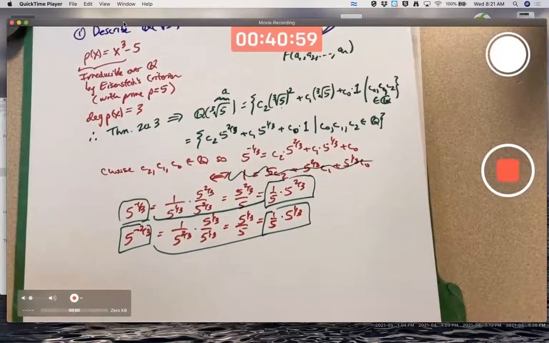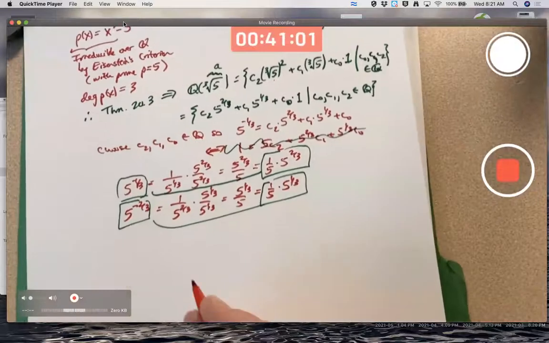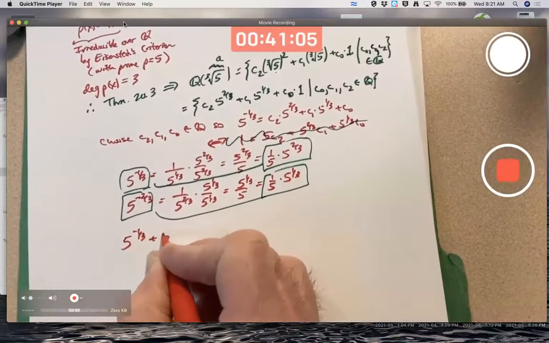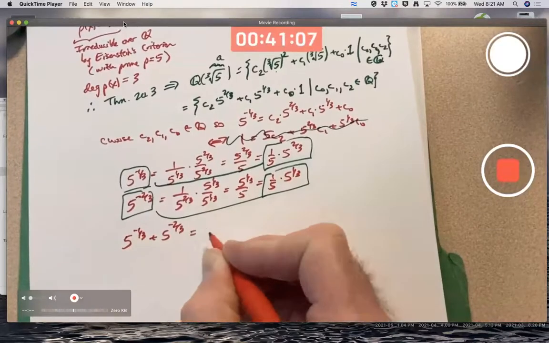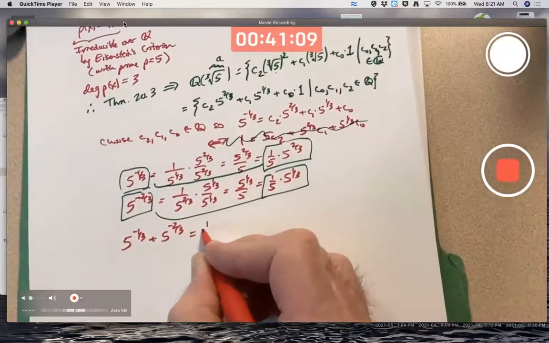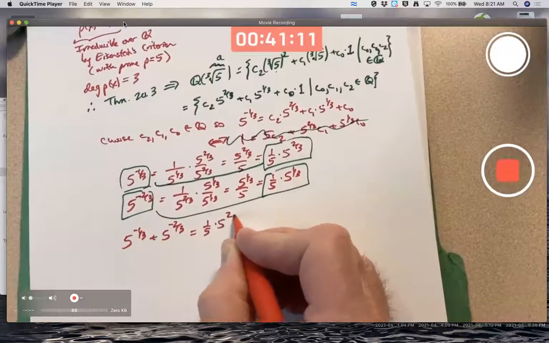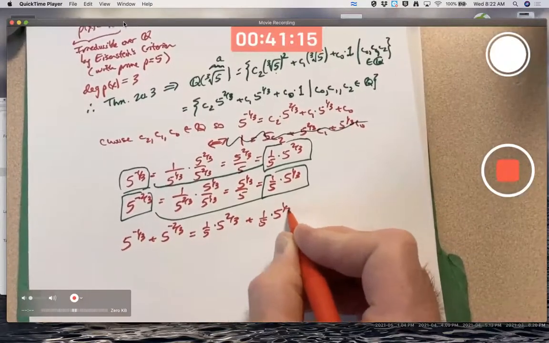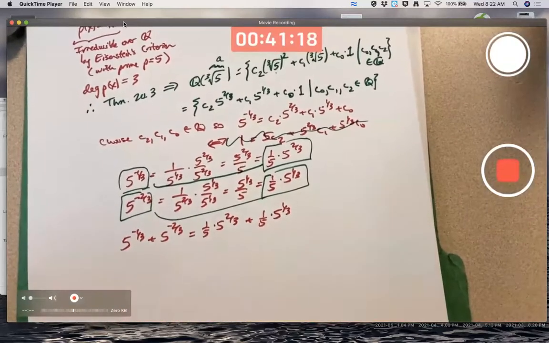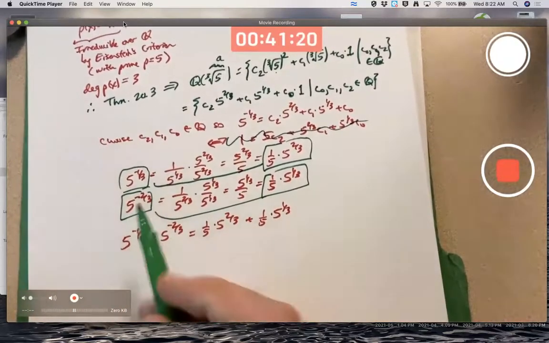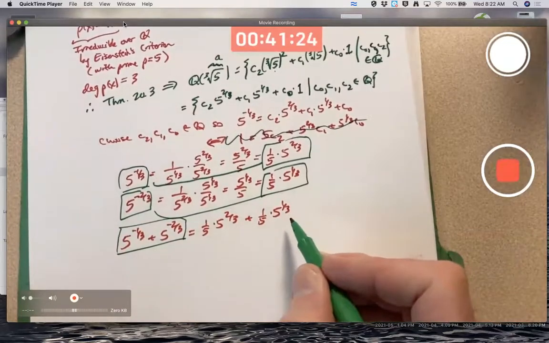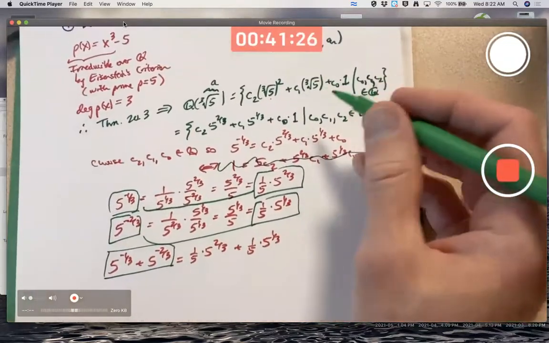Oh, and look at this. I could add these things and it would still be in there. 5 to the negative 1/3 plus 5 to the negative 2/3 would be 1/5 times 5 to the 2/3 plus 1/5 times 5 to the 1/3. There's how you could write this element of the field as a linear combination of these basis elements.